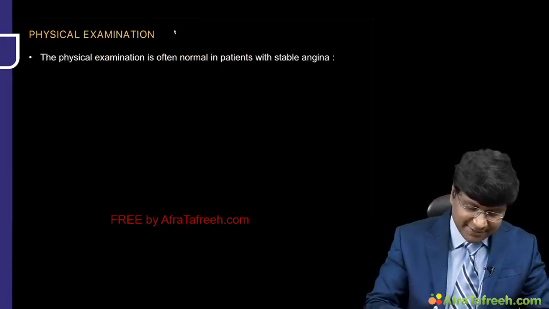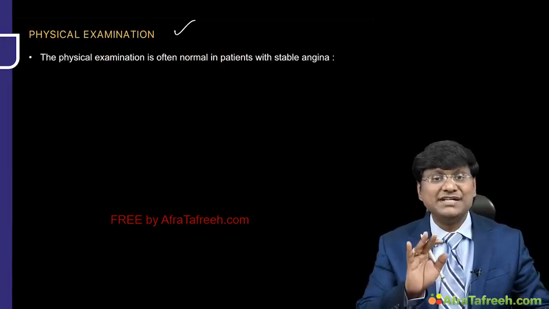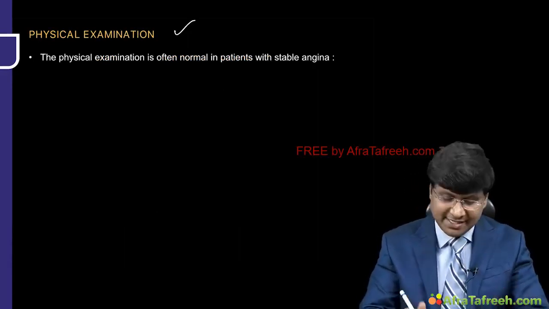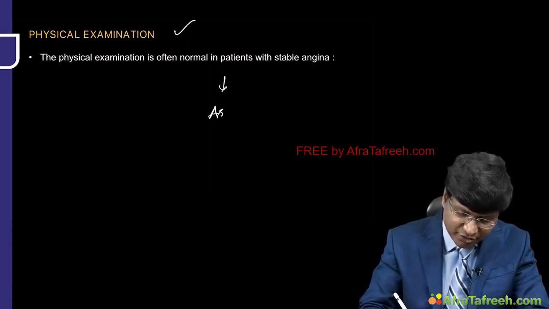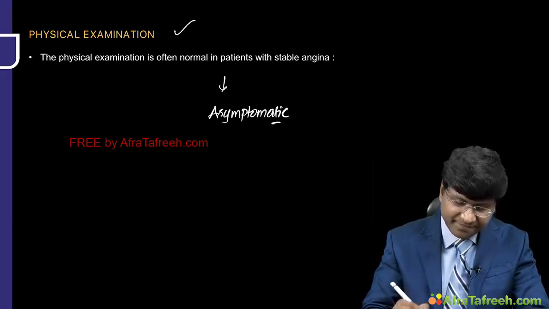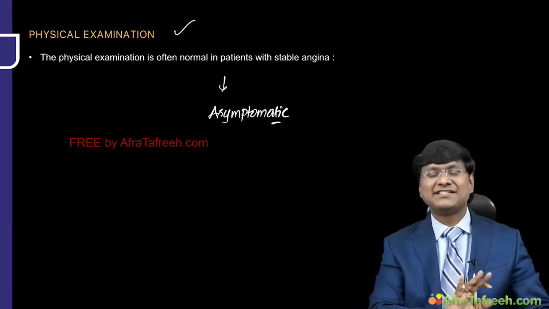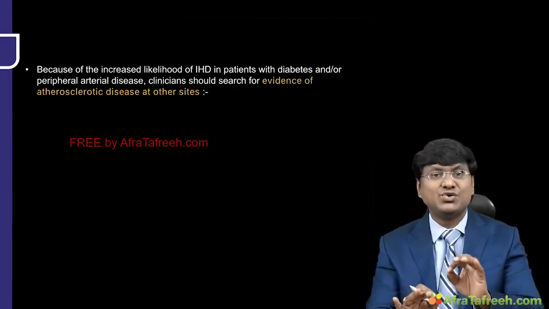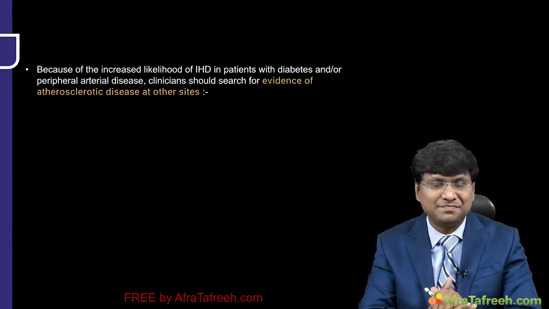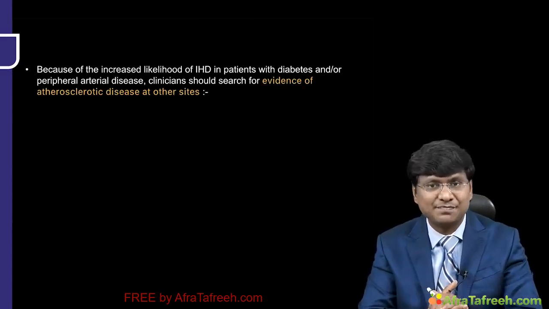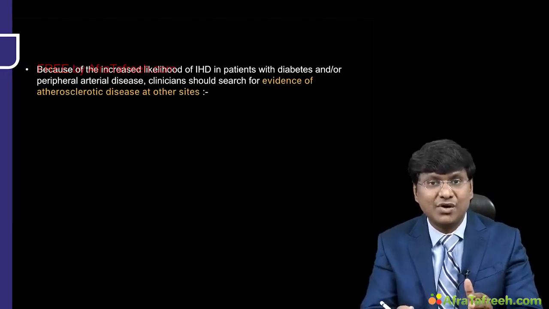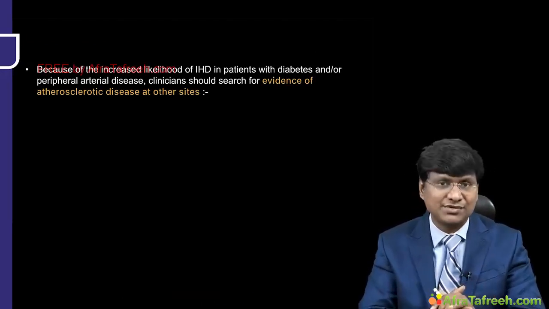Then if you see the physical examination in these individuals, the physical examination is often normal in patients with stable angina if the individual is asymptomatic. So in asymptomatic stable angina pectoris, the physical examination is often normal. Now, what things do you need to look for in the examination in case of stable angina pectoris? You need to look for the development of atherosclerosis or markers of atherosclerosis.